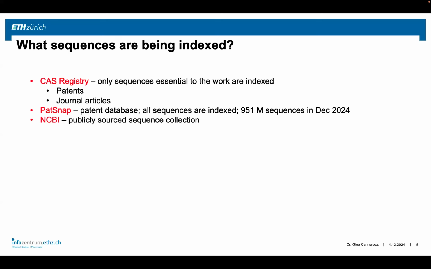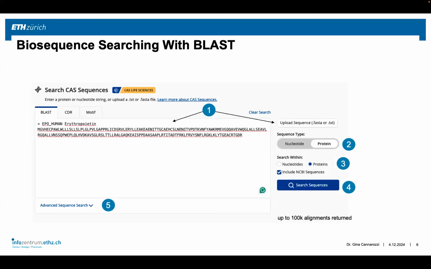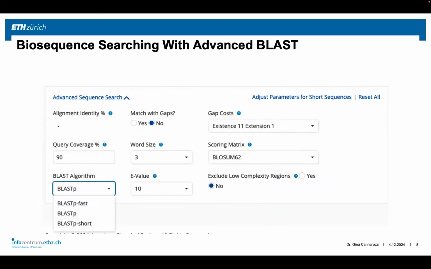If I go to the BLAST page, it looks like this. I can either click in a sequence or upload a sequence. I choose the sequence type. Is it nucleotide or protein? It works with both, and it'll choose the correct BLAST program. I can choose to include NCBI sequences or not. I hit search sequence and I'll get the result, but I can also set the advanced parameters, which are basically the BLAST parameters. I can choose which BLAST program I want to use for the given data type that I input, and I can choose the BLAST parameters.